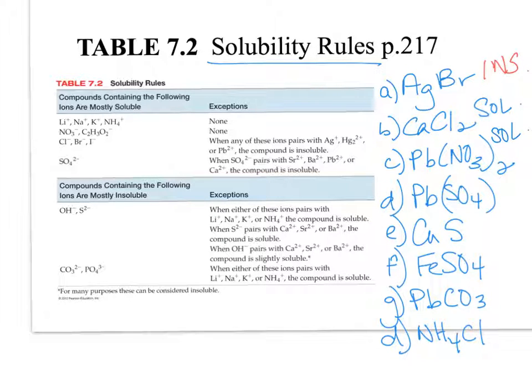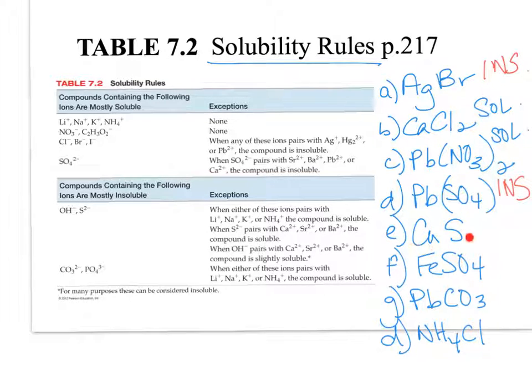Next we have lead sulfate, and we can see that sulfate is listed here as being soluble, but it does have exceptions, and lead is one of the exceptions where even though you have the sulfate to make it soluble, if it's paired with lead, it's going to be insoluble because it's listed in this exceptions list. So lead sulfate is going to be insoluble.